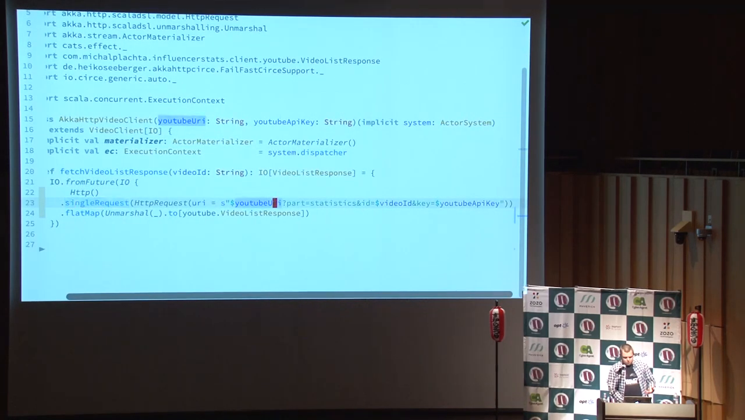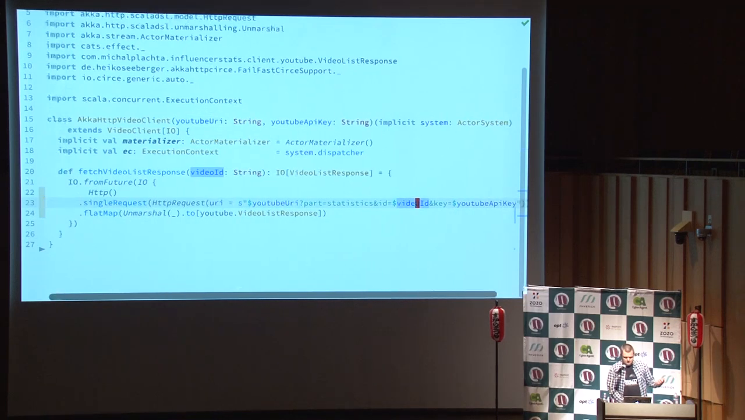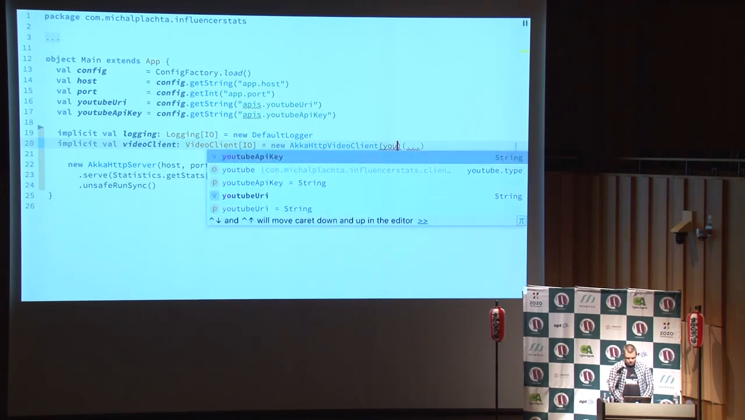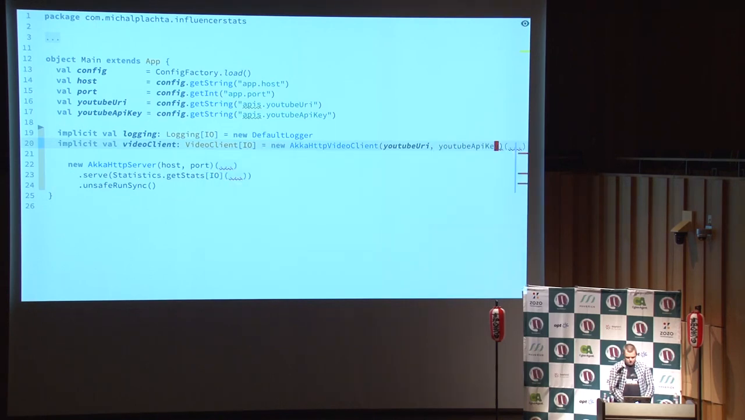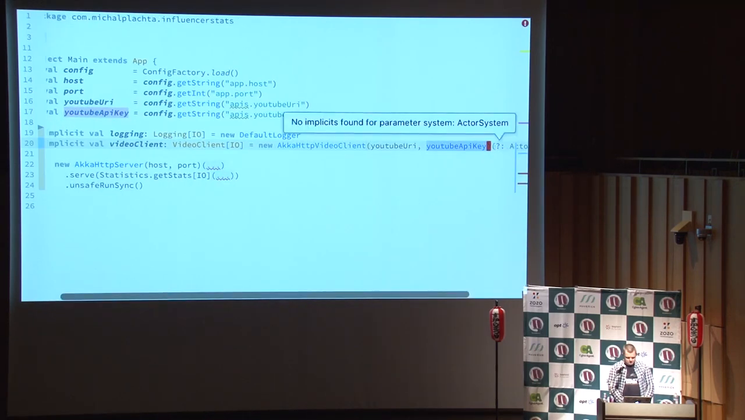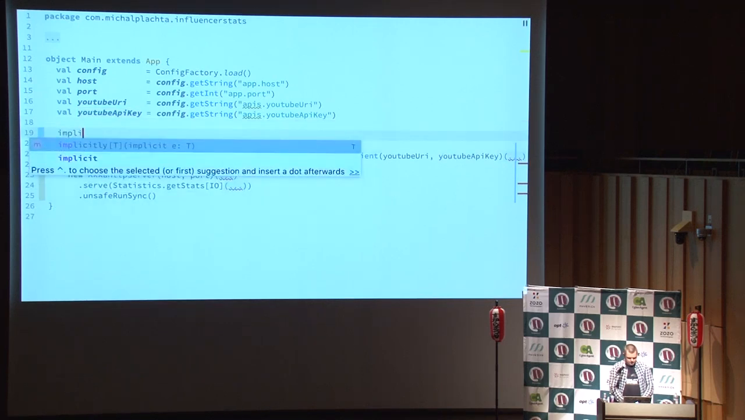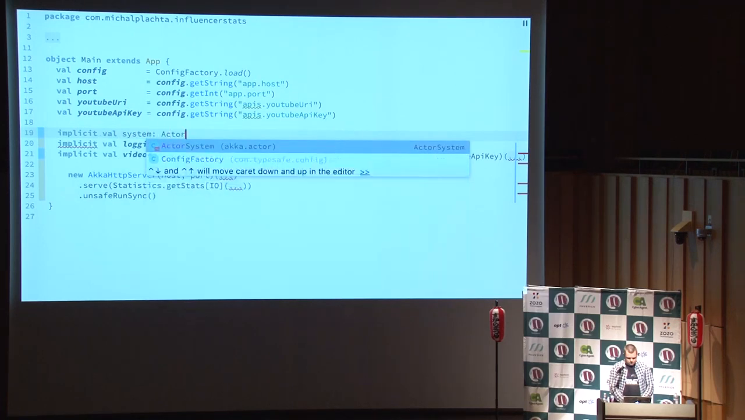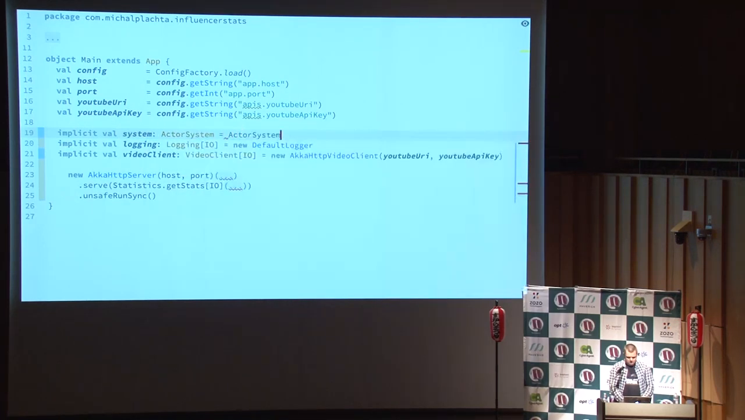And the URI is just the YouTube URI we get with some key and video ID. That's all. And this is our client. Again, one slide, one screen. Nothing more is needed in order to make YouTube calls to the real server. And in order to use it, we just say an HTTP video client, and it needs YouTube API, YouTube URI, YouTube API key, which we already have. And it needs this actor system, which we'll create here, because we are using Akka. System, actor system, right? And that's probably it in terms of implementation.